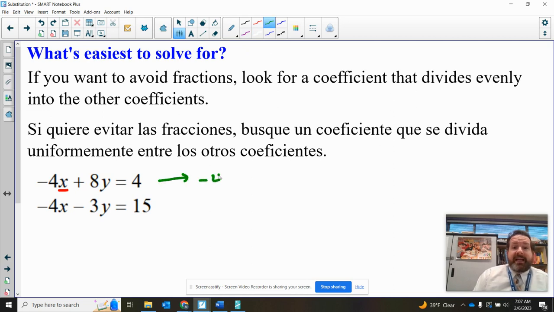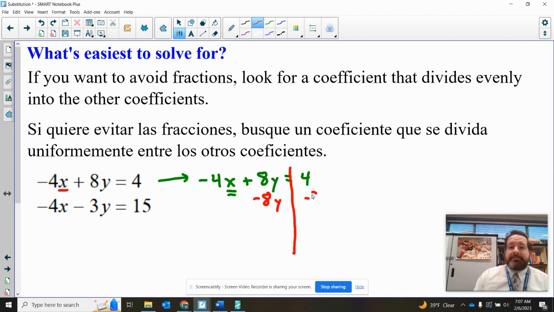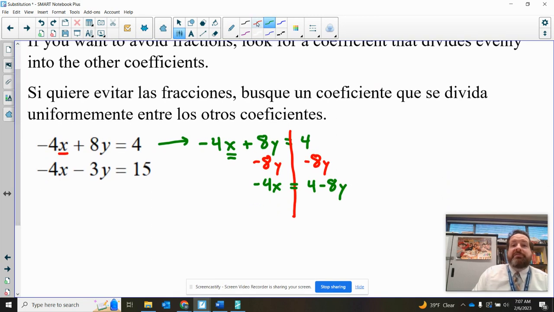If I want to take this top equation and get this x by itself, then the first thing I would do is move the y's to the other side. And I'm then left with -4x equals 4 minus 8y. And now comes the division by the -4.